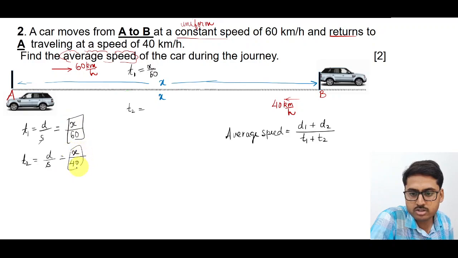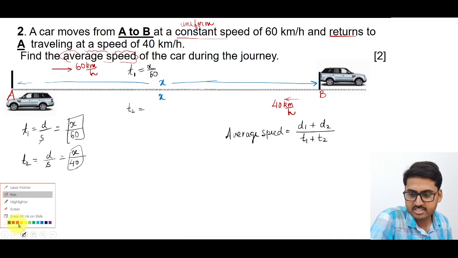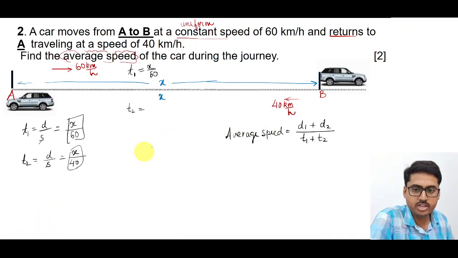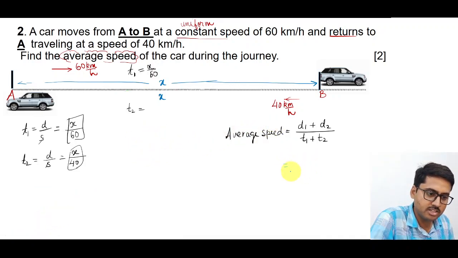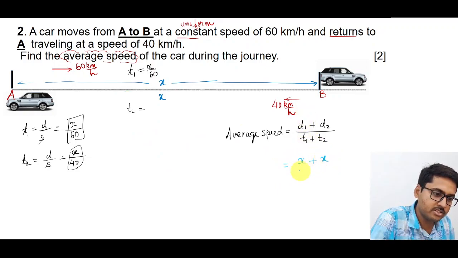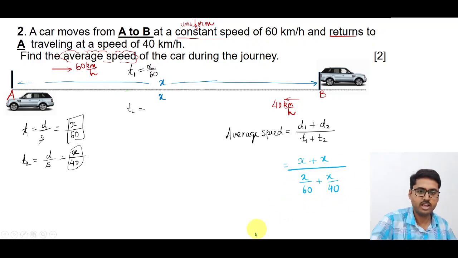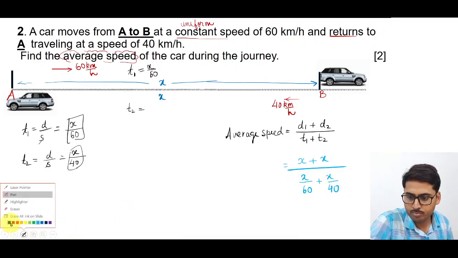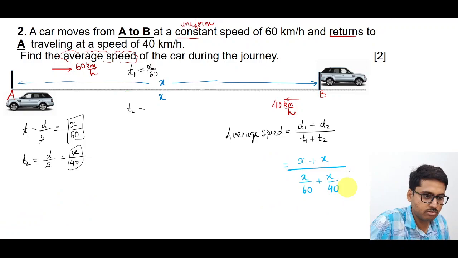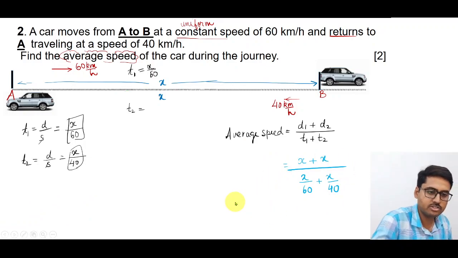These two quantities represent time, and distance is x and x. So from here we can see the distance as x and x, and time will be x by 60 plus x by 40. We just need to solve this and we would get the answer, right? I hope you are all good with your calculations, and let's try the calculation on the next page.